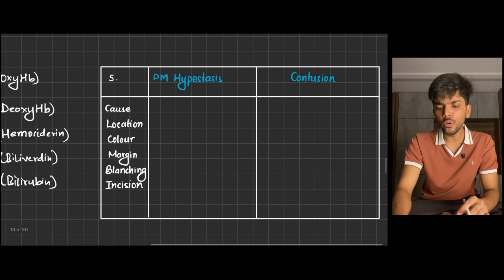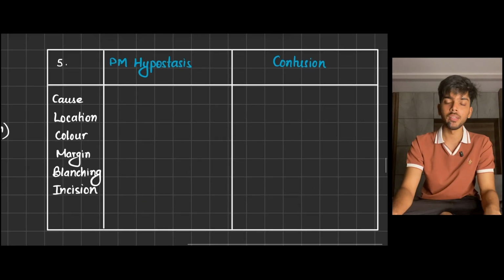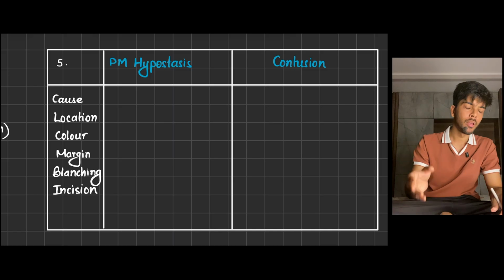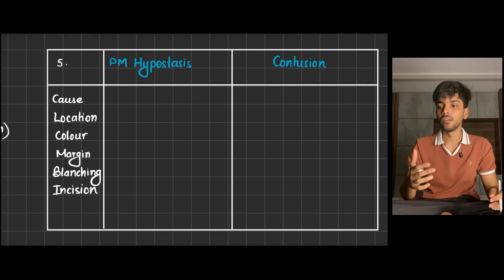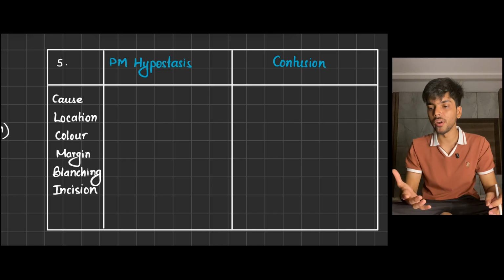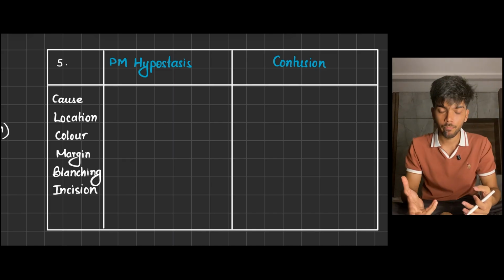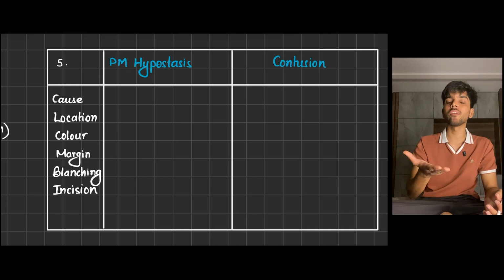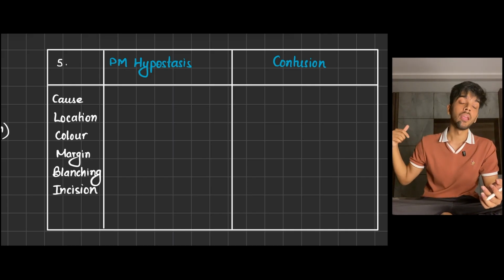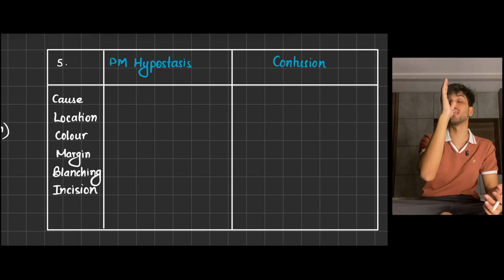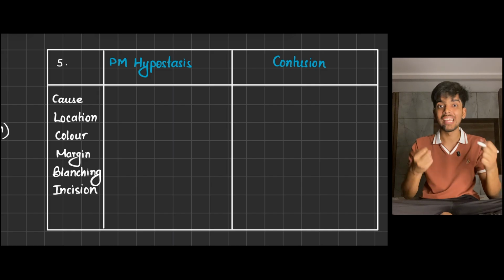Now, how can you differentiate post-mortem hypostasis from contusion? See, contusion, bruise, same thing. Post-mortem hypostasis is after death. Depending on the position of the body, there is collection of the blood due to gravity. If the body is in supine position after death, the blood gets collected over the back. If the body is hanging after death, then the blood gets collected in hands and feet due to gravity.